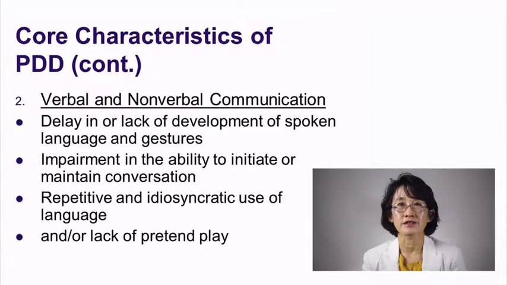The second characteristic of autism is impairment in verbal and nonverbal communication. The child with autism may have delayed or lack of spoken language and gestures. They may not speak a word, or they just have a paucity of words. They may not be able to initiate or maintain a conversation. Conversations may look like question-answer sessions. They may have repetitive and idiosyncratic use of language. Because they tend to be concrete thinkers, they may also lack pretend play.